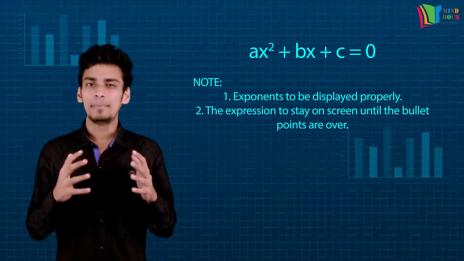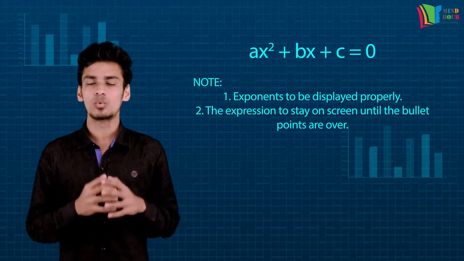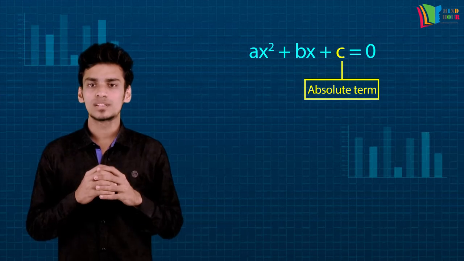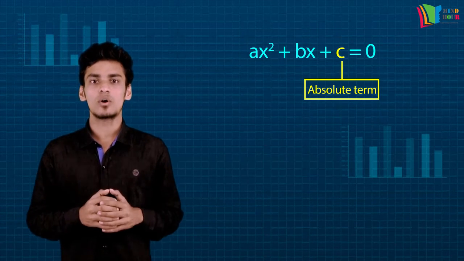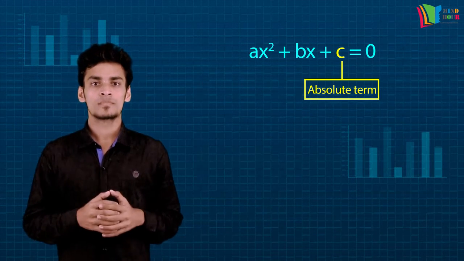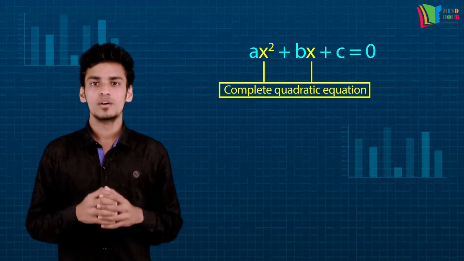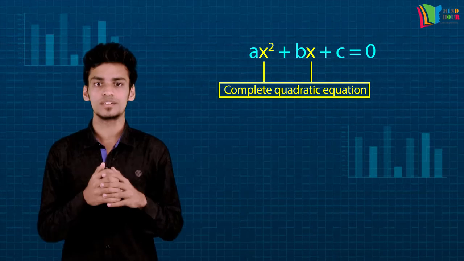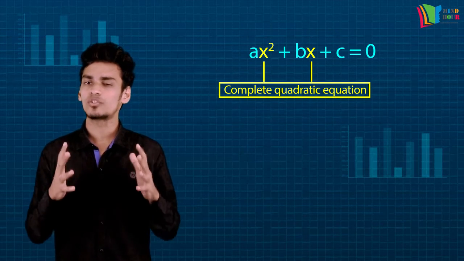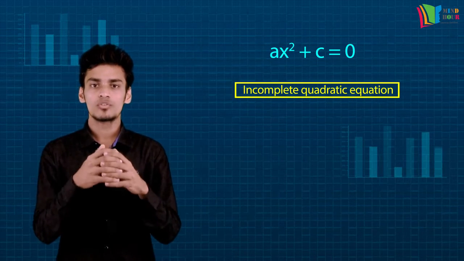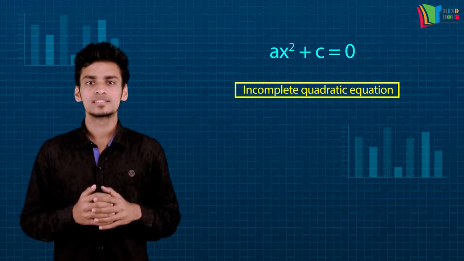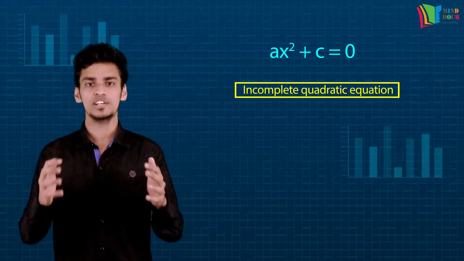Now, let's see some basic definitions and terms related to quadratic equations. The term in a quadratic equation without the unknown, c, is called the absolute term. A quadratic equation which contains both the first and the second powers of the unknown quantity is called a complete quadratic equation. A quadratic equation which contains only the second power of the unknown is called an incomplete quadratic equation.